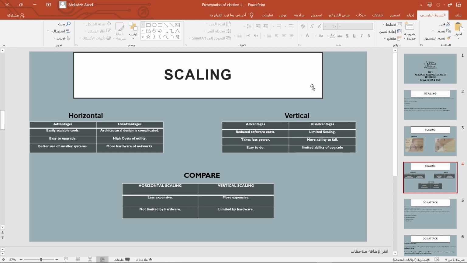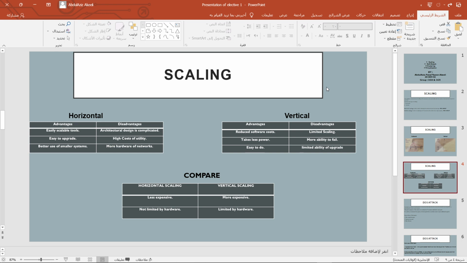Here in this slide we have the advantages and disadvantages of each of them, and a comparison between them. For horizontal, the advantages are easy tools, easy to upgrade, better use of similar systems, and easy for small systems. Disadvantages: the architecture and design of the system is very complicated, it has high utility cost, and needs more network hardware. For vertical, the advantages are reduced software cost, less power, and it is easy to do.